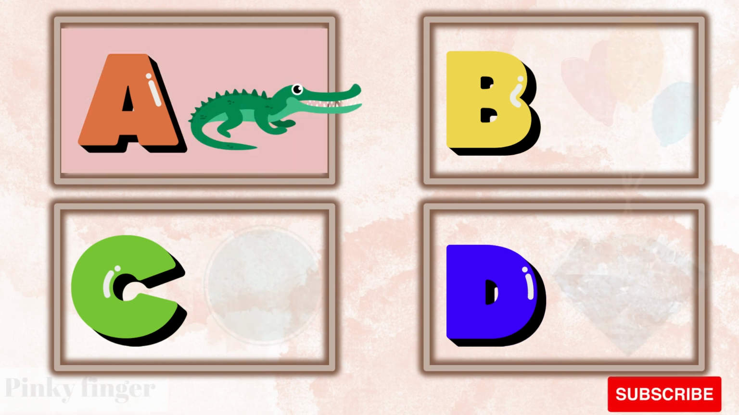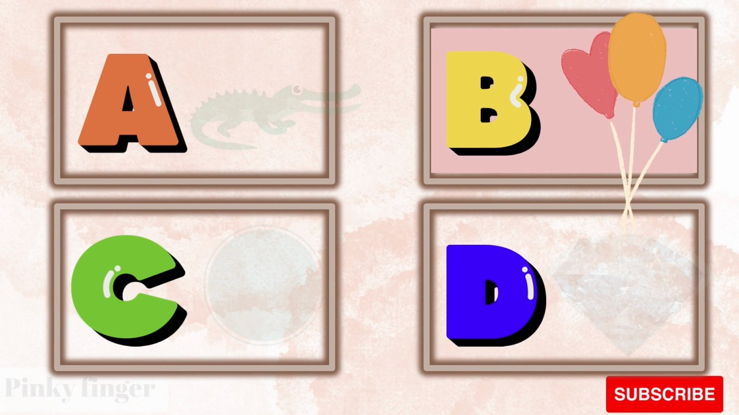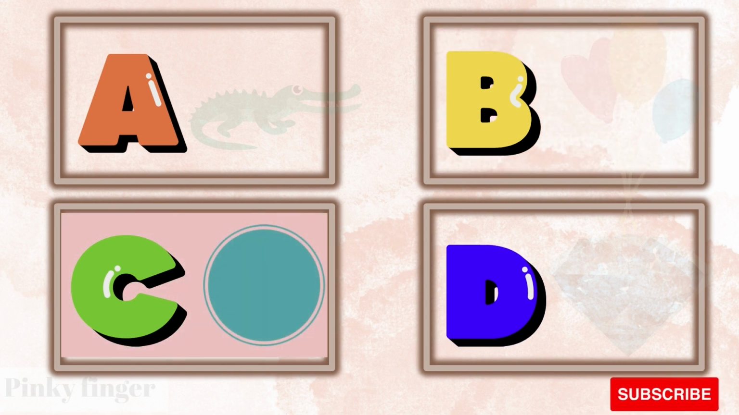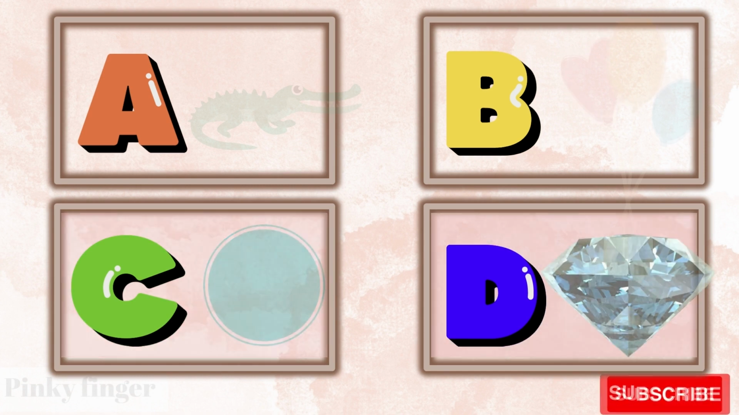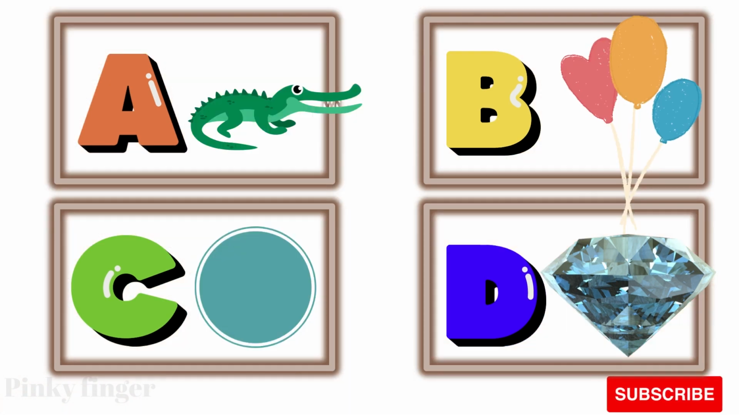A is for alligator. B is for balloons. C is for circle. D is for diamond. A is for alligator. B is for balloons. C is for circle. D is for diamond.